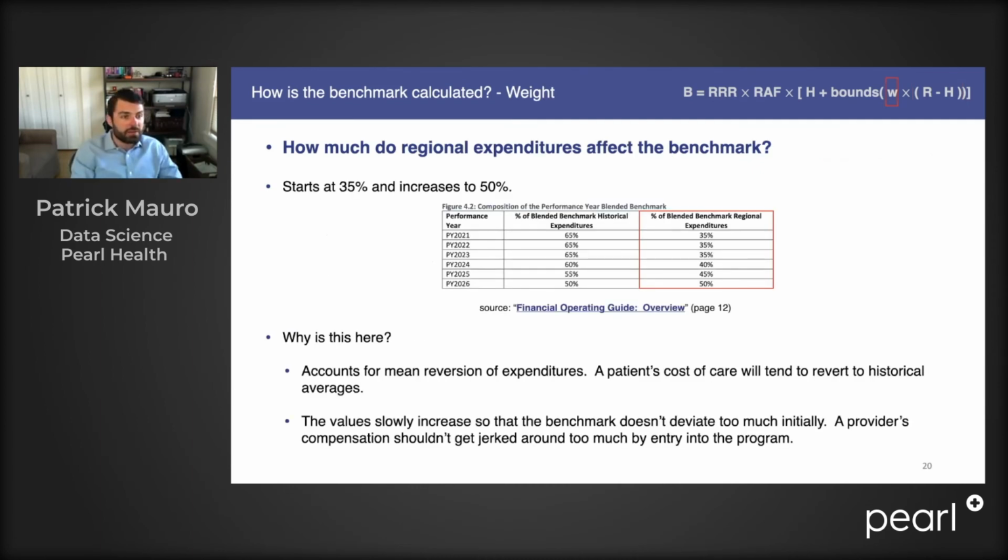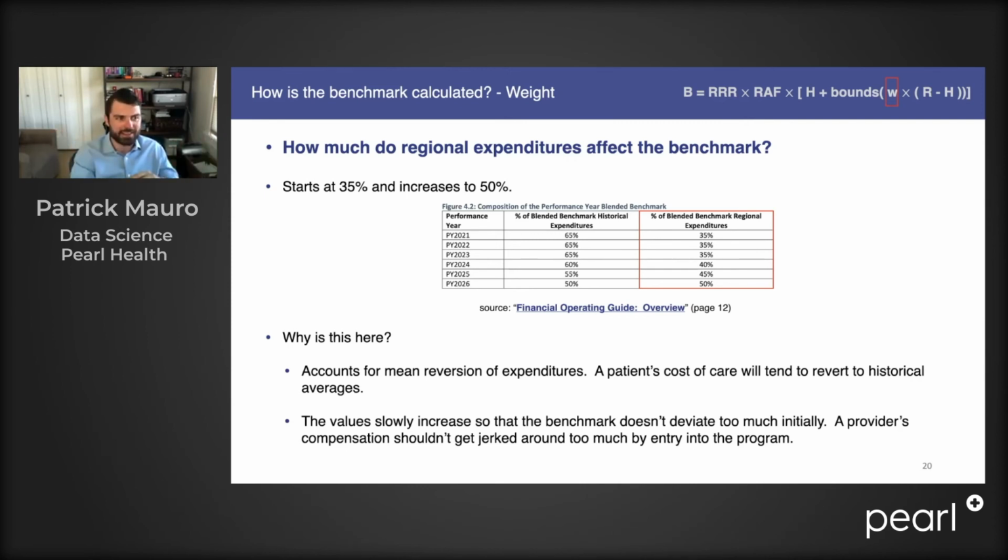So the amount at which you get that bonus or get that penalty applied changes with time. And so there's this term W, which is just the weight. In the literal CMS documentation, it's this factor, the percent of the blended benchmark of regional expenditures. So that just increases from 35% to 50%. All right, so why is this here?